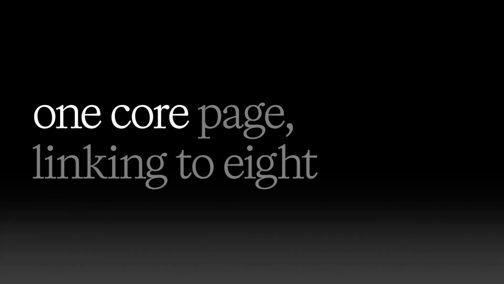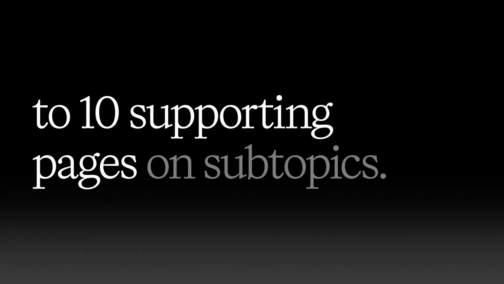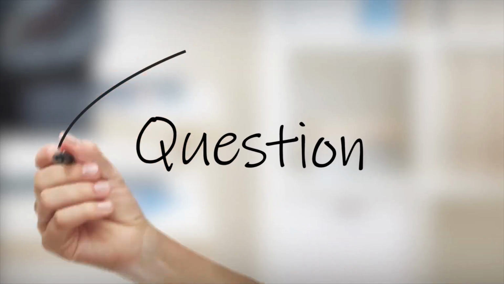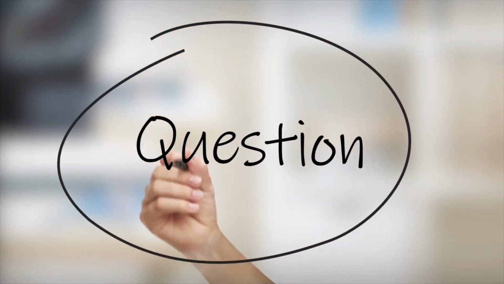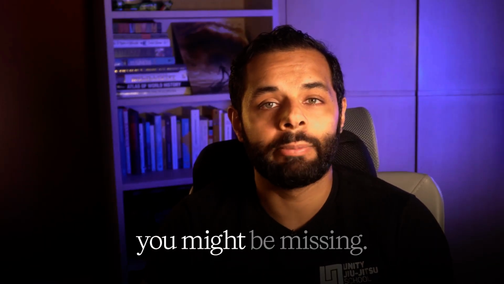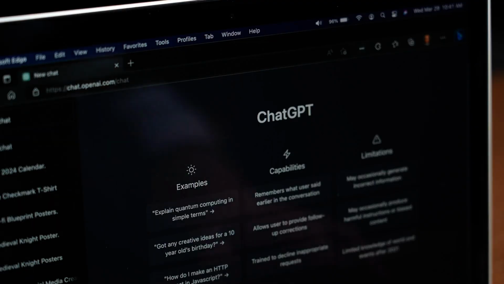So here's what to do. Build topical clusters. One core page linking to 8 to 10 supporting pages on subtopics. Use FAQs and related structured data that go deep on related questions. And then use tools like ChatGPT or Answer the Public to uncover adjacent queries you might be missing. So think about publishing content for the follow-up, not just for search. That's what fan-out is built to deliver.